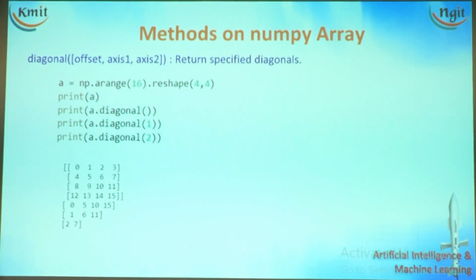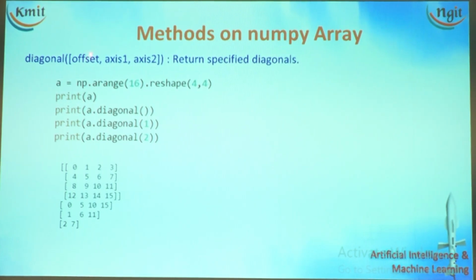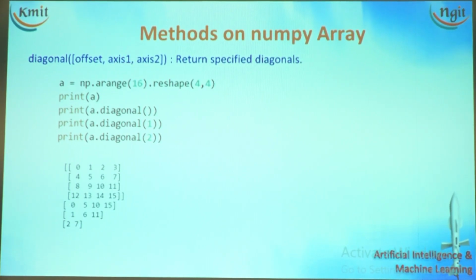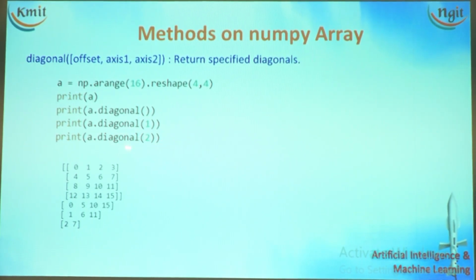Then next I have diagonal. Diagonal method is going to give me specified diagonals. You are going to specify the offset, you are going to specify the axis, you are going to specify how many diagonals you are going to go for. So as you can see, I have created a range of 16, 0 to 15, and then shape is 4 by 4, and I printed it. Now I really want to know the diagonal. So the diagonal elements, guys, you all know, no? Diagonal matrix. So 0, 5, 10 and 15.